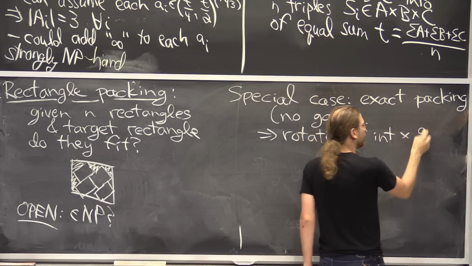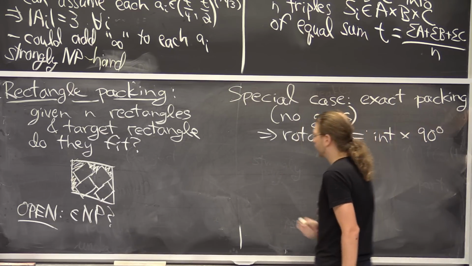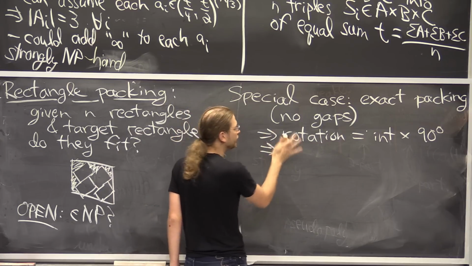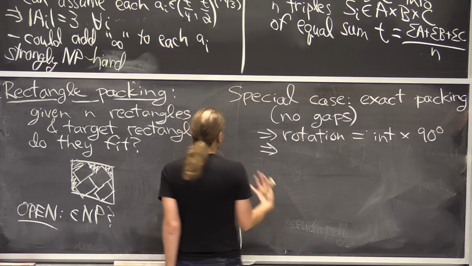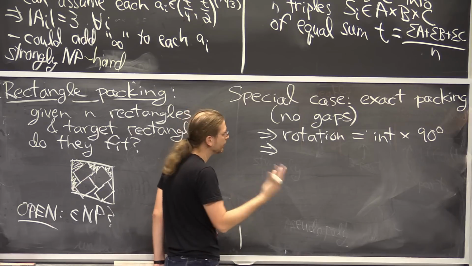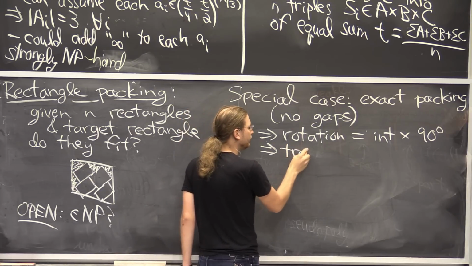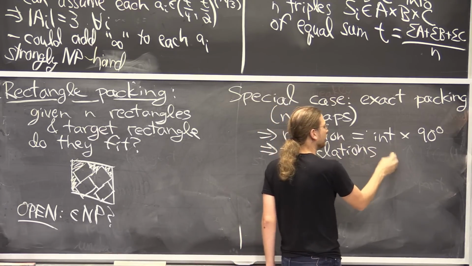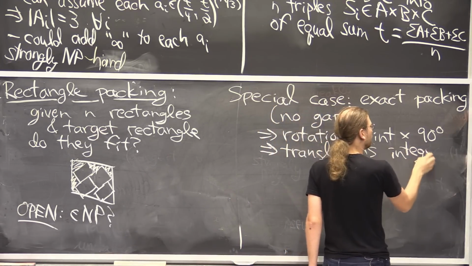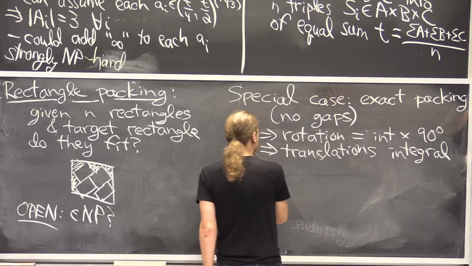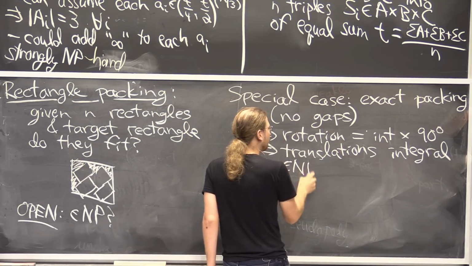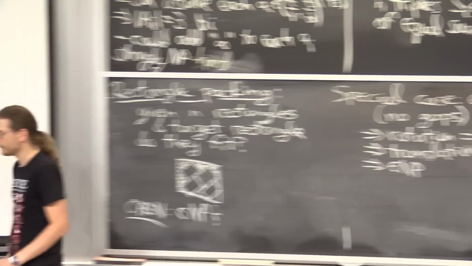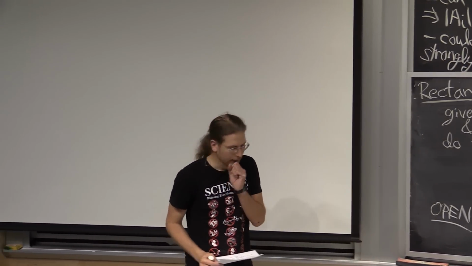Integer times 90 degrees. So then the problem is in NP. Because you have integer rectangles packing into an integer rectangle, by induction the translations are integers. Therefore there are succinct encodings of them. Okay, we don't have to do this, but this is just to point out one way to make the problem in NP. Now there are succinct solutions.